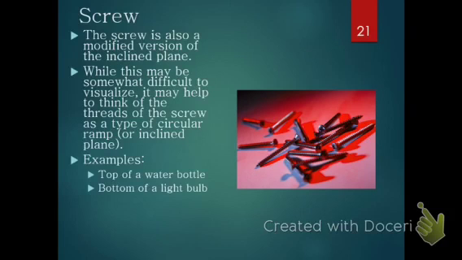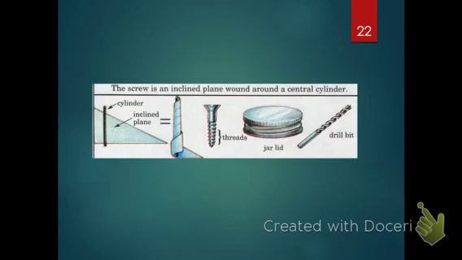All right, the screw is a modified version of an inclined plane. It's kind of hard to see, right? But if you look closely at a screw, you could see that the threads kind of create like this circular path, and it allows it to go into something a lot easier, right? Other common, more obvious examples are a water bottle or the bottom of a light bulb. All right, so these are examples of a screw.